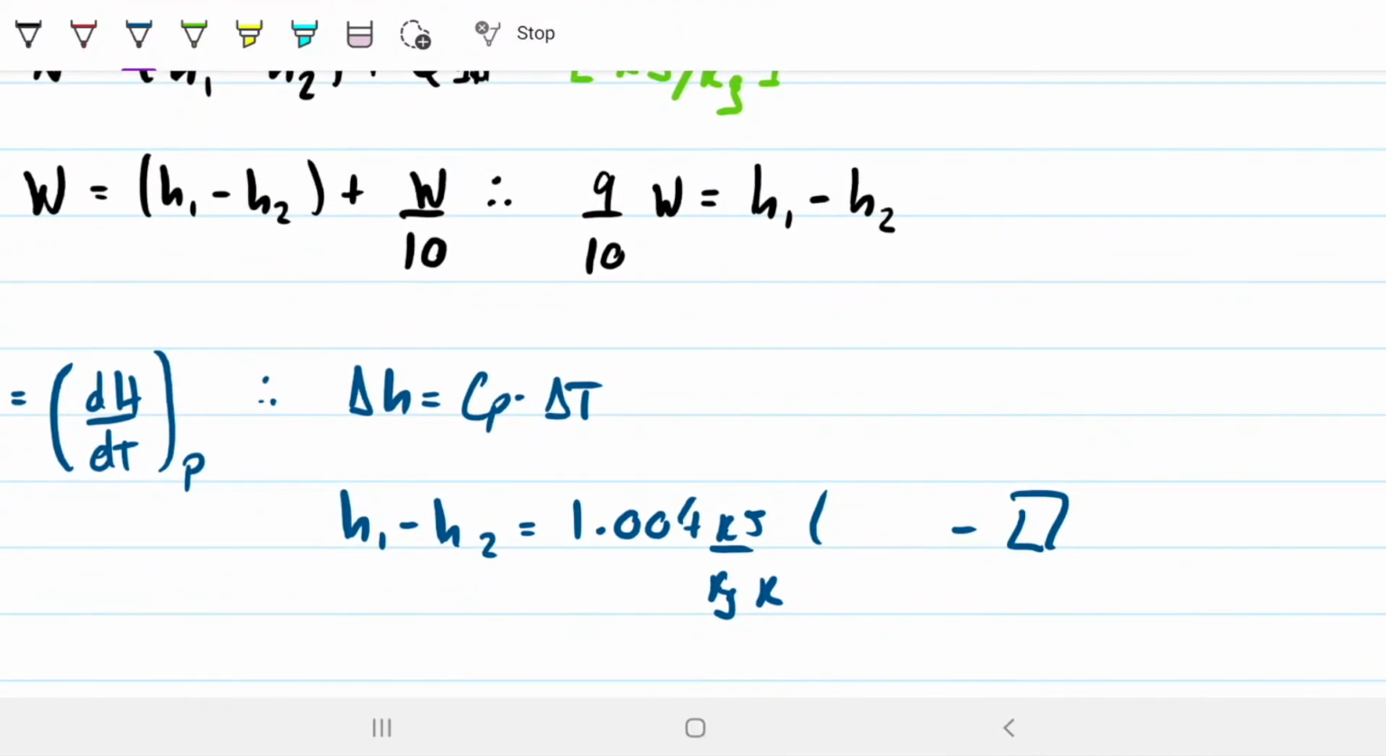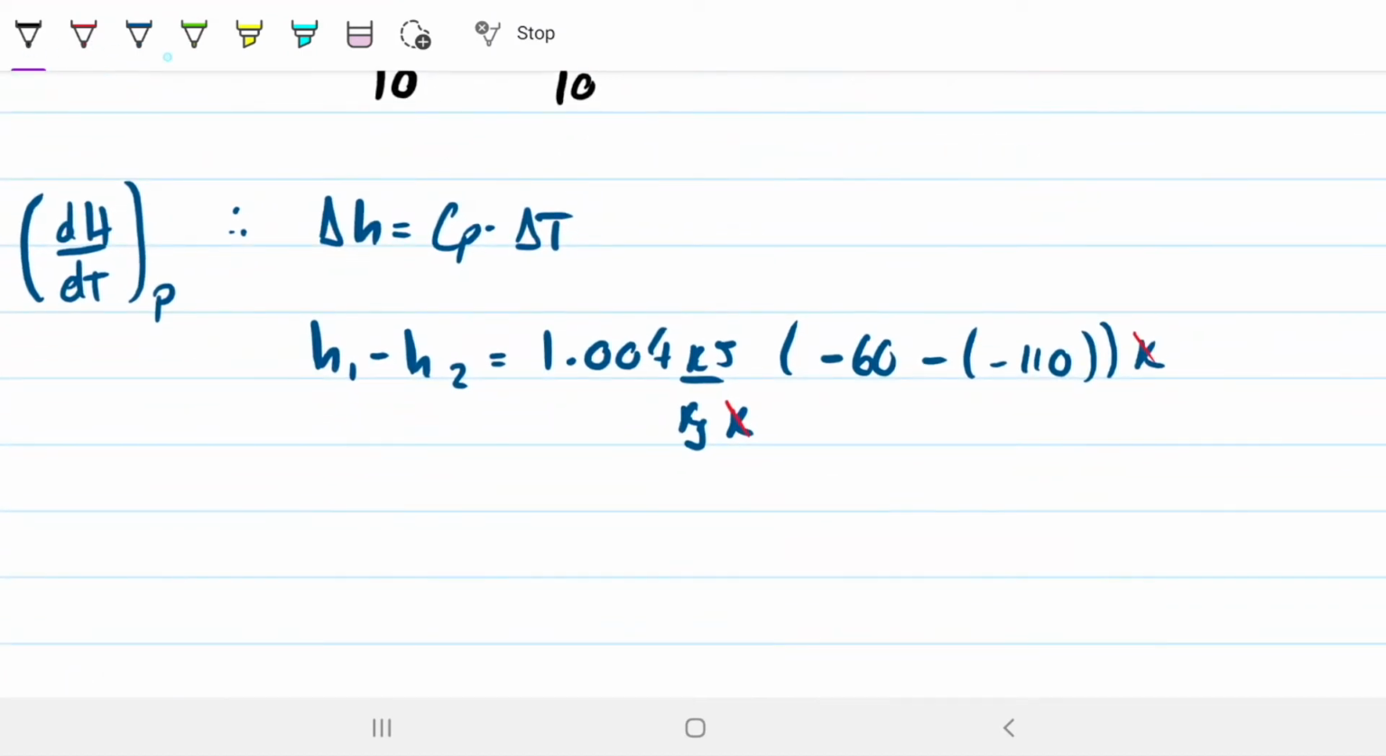And so minus 60 minus minus 110. Okay, and note that this is Celsius, but the difference is the same thing as Kelvin, so we can write it down in Kelvin. And we're going to get the answer in kilojoules per kilogram. Okay, so we get that this is about 50.25 kilojoules per kilogram, which is equal to H1 minus H2.